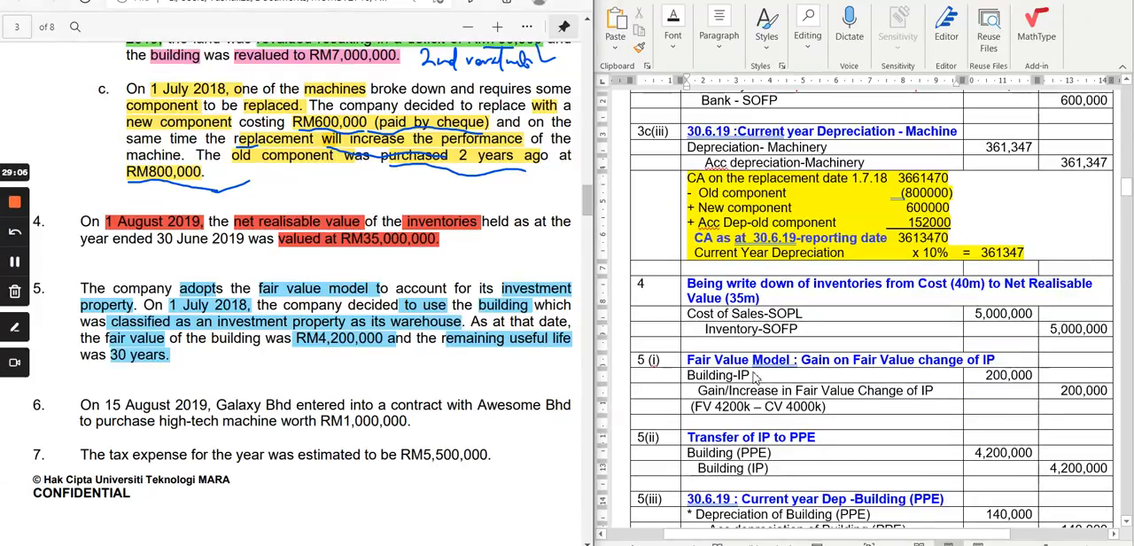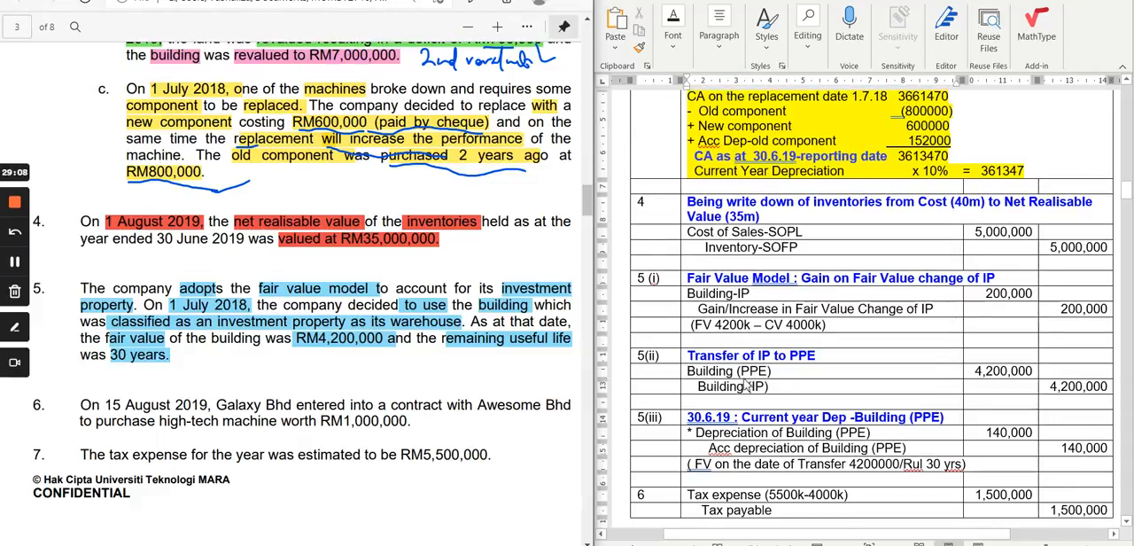So how do you do that? You can see here, first is to transfer. When you transfer the building, you transfer 4.2 million: debit the amount that is now classified as PPE, so building PPE, 4.2. Remove it from building IP, also 4.2 million. Therefore, you transfer the IP to PPE.